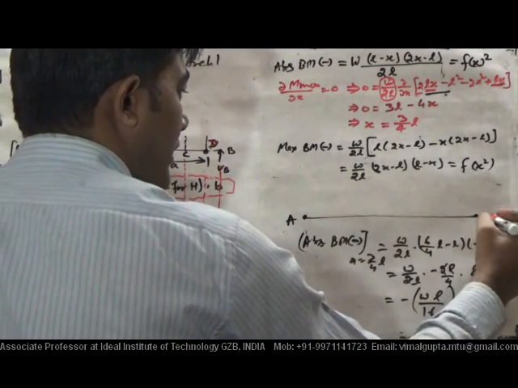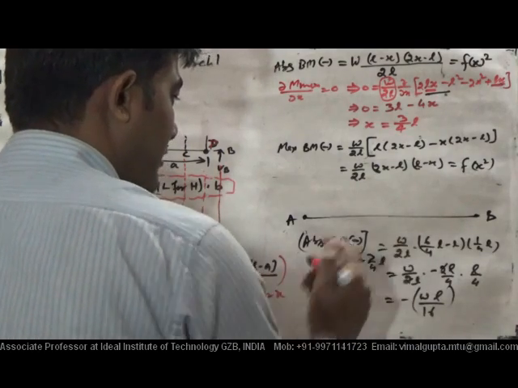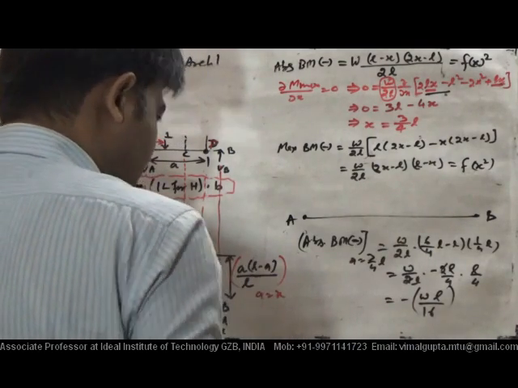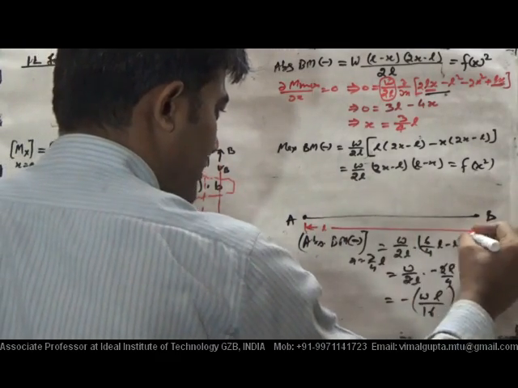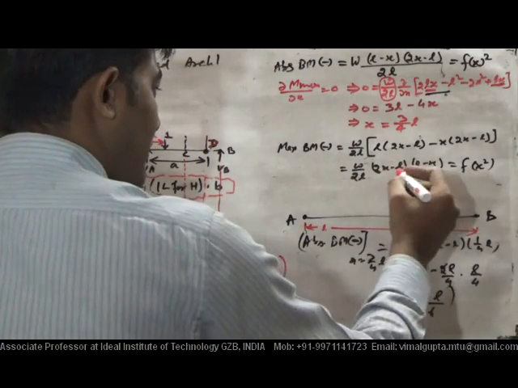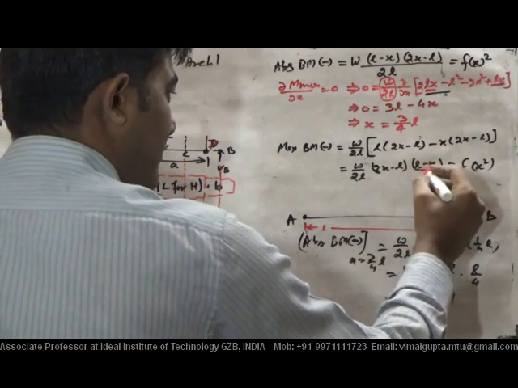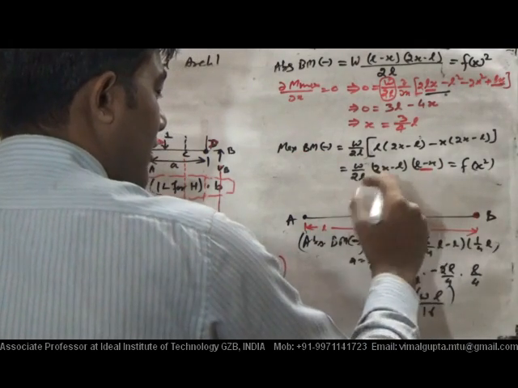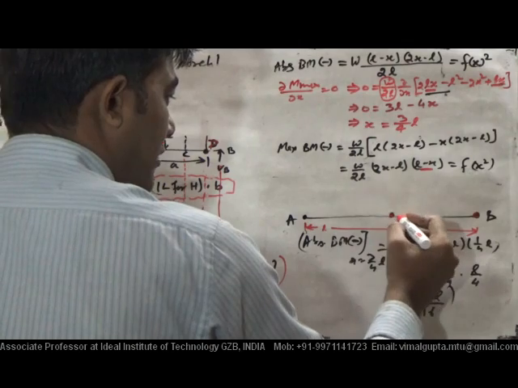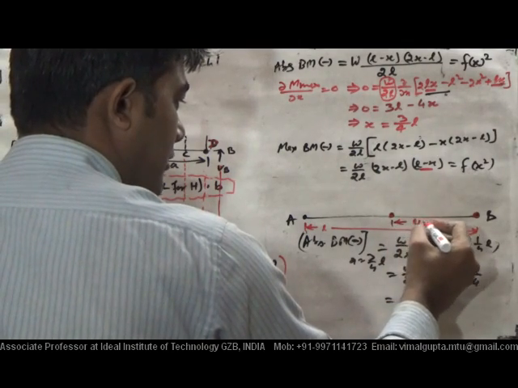Suppose this point is A and this is B. Total distance is how much? This is the total L distance. So from here you will get the bending moment 0. It will be 0 here, and another it will be 0 at x equal to L by 2.